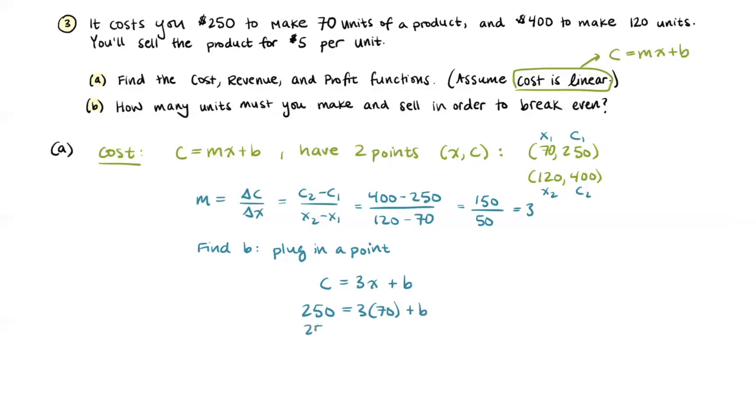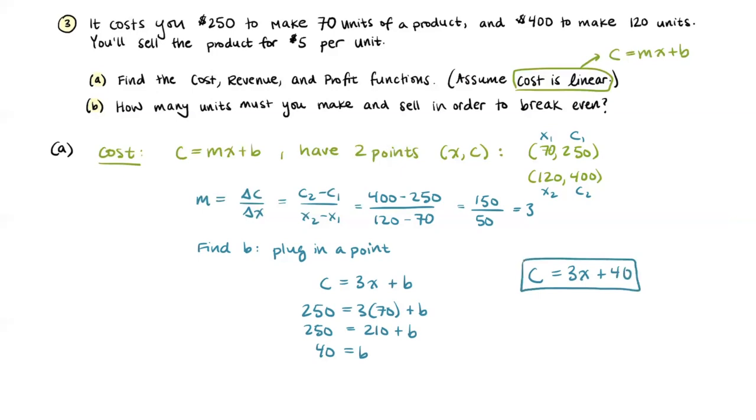All right, 3 times 70 is 210. And so we'll subtract 210 from both sides, and that gives us that 40 is equal to B. Okay, so we have C equals 3x plus 40. Here's our cost equation.